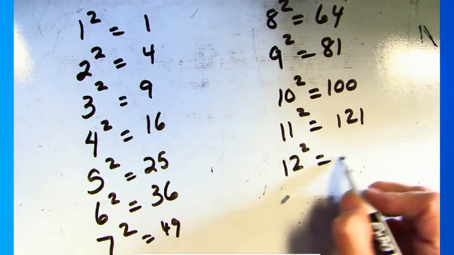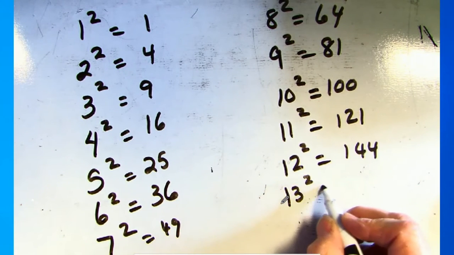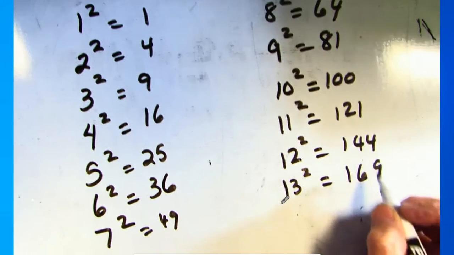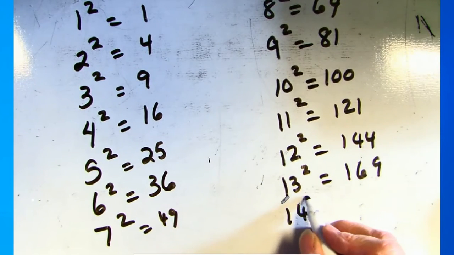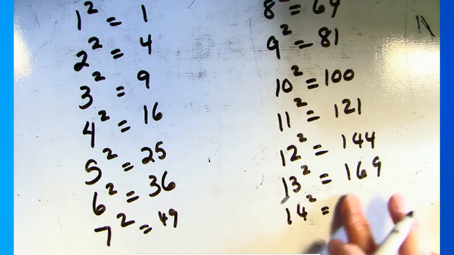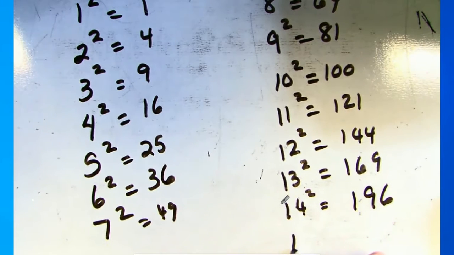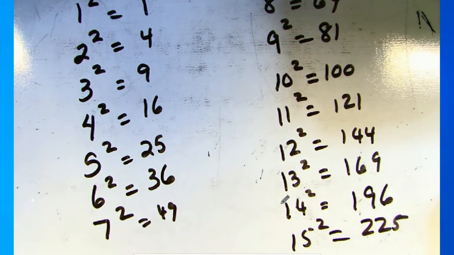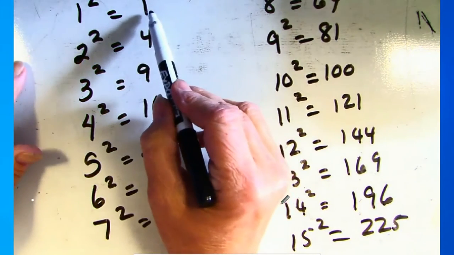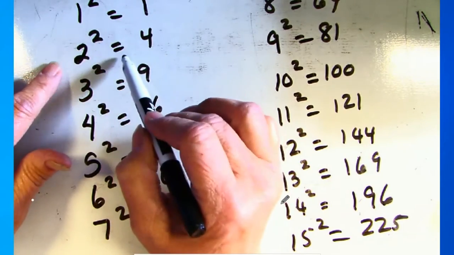12 squared, 144. 13 squared, 169. 14 squared, 196. And 15 squared is 225. Okay, so notice that we have gaps in between here.